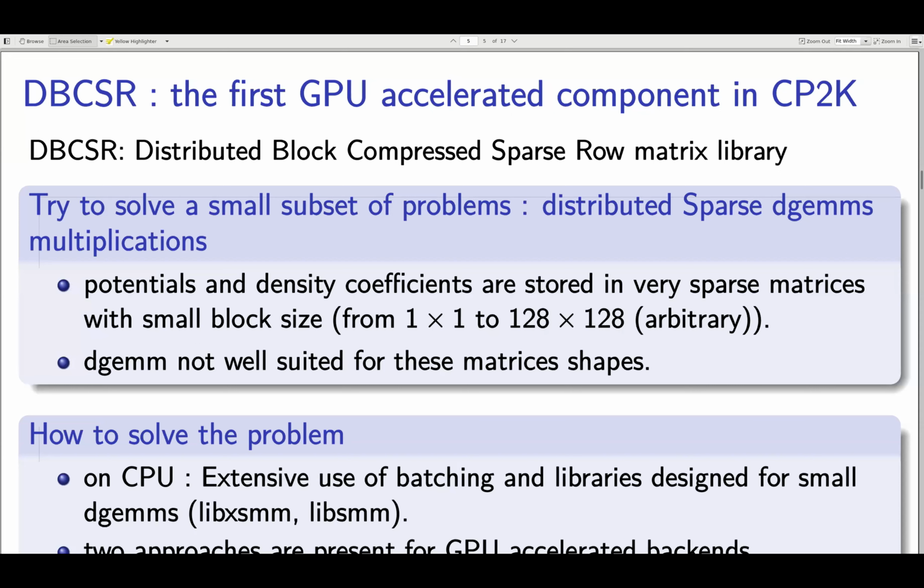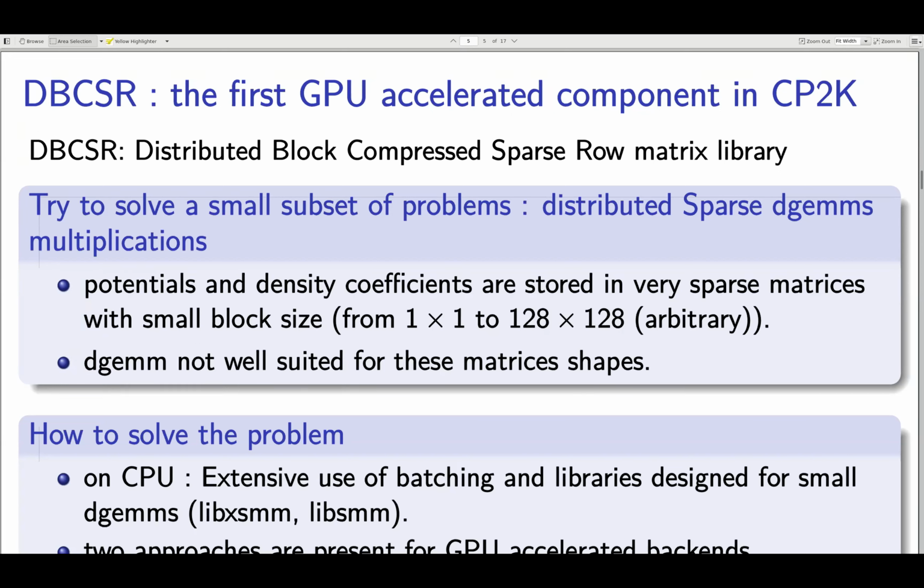So the first effort to port CP2K on GPU was through the use of DBCSR, which stands for Distributed Block Compressed Sparse Row Matrix Library. Sorry, it's a long name. The library tried to solve a small subset of problem, which is mainly doing distributed sparse matrix multiplication. And this problem happens very often, it is one of the main aspects of CP2K, because potential and density coefficients are stored in a very sparse matrix with very small block size.